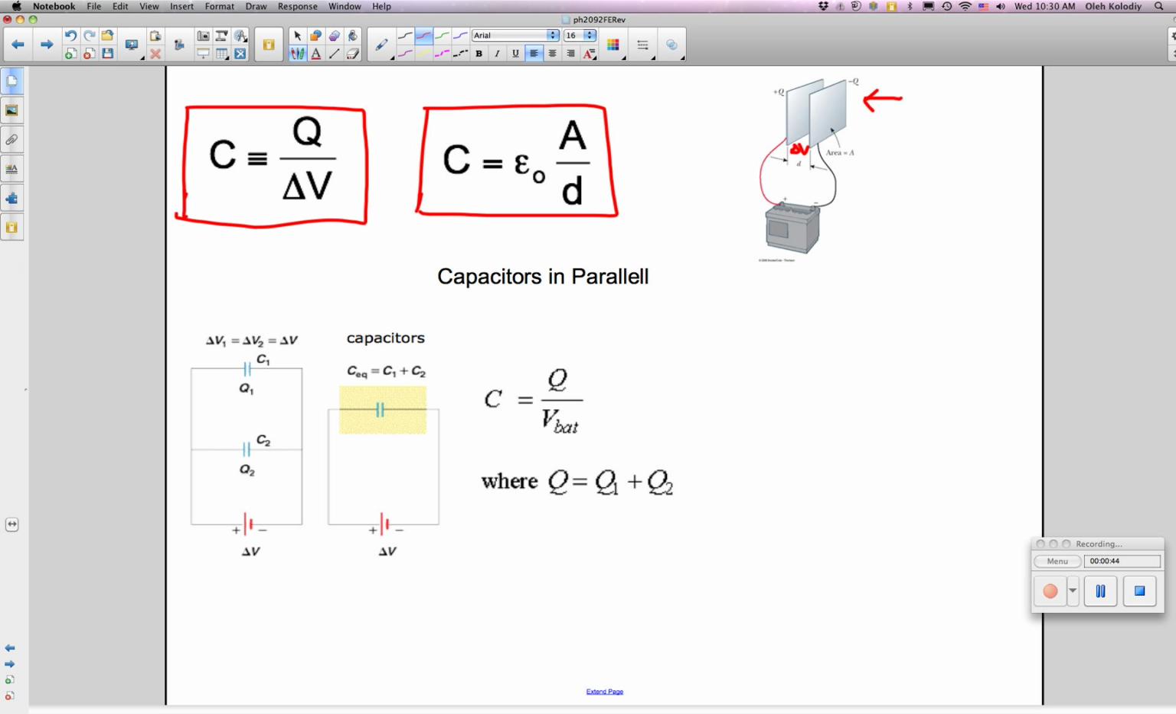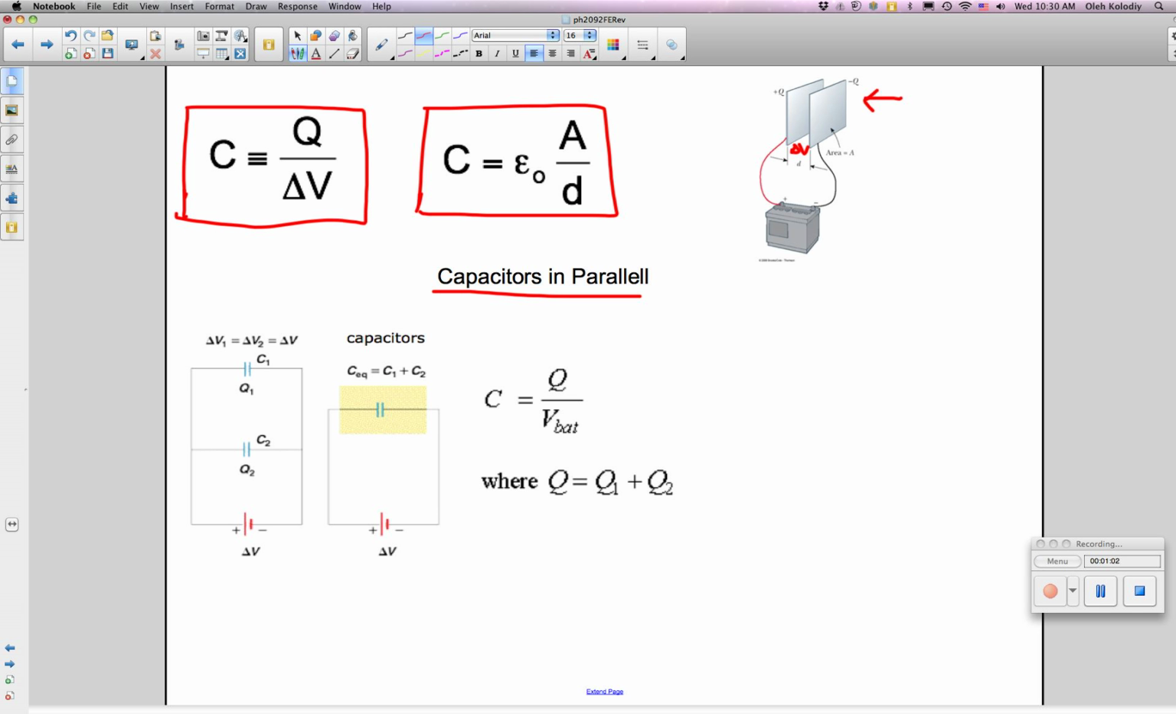Now capacitors can be connected, like resistors, in parallel, like over here. Capacitors in parallel just add directly, which is the opposite of resistors. If capacitors are in series, they add inversely.